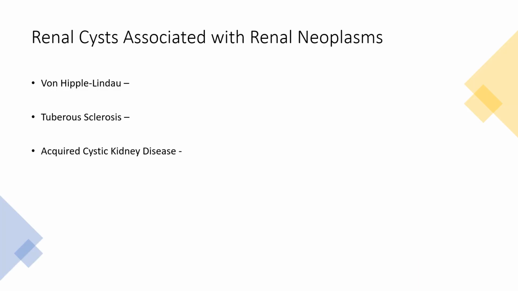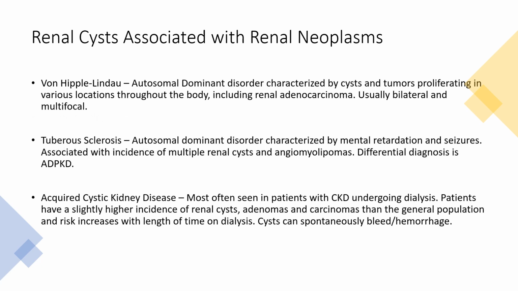So the next three are going to be renal cysts that are associated with renal neoplasms. We're going to talk about von Hippel-Lindau, tuberous sclerosis, and acquired cystic kidney disease. Von Hippel-Lindau is an autosomal dominant disorder that's characterized by cysts and tumors in locations throughout the body. These include renal adenocarcinomas, which is the biggest problem when we're talking about the kidneys in von Hippel-Lindau. And usually they're going to be bilateral and multifocal.